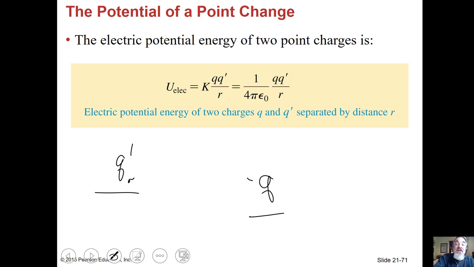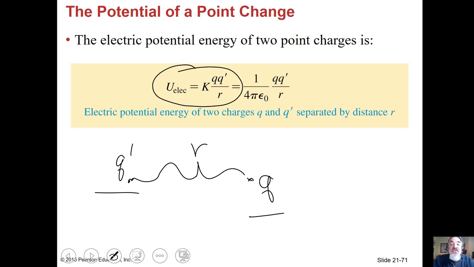And here's the formula for the energy between charges. It's K times Q times Q prime, divided by the distance between them, R. K is the constant that we had before. No absolute values on Q or Q prime, and the R is not squared here.